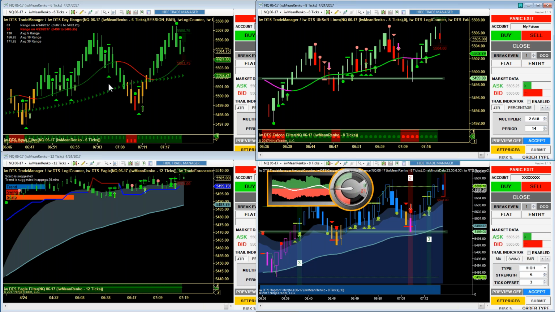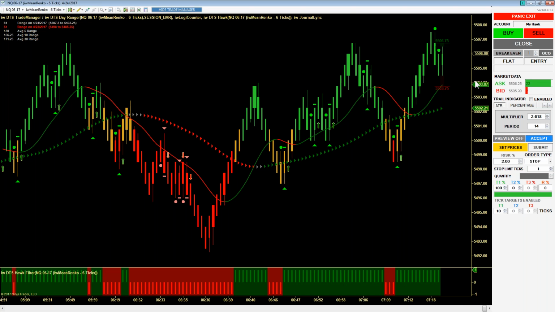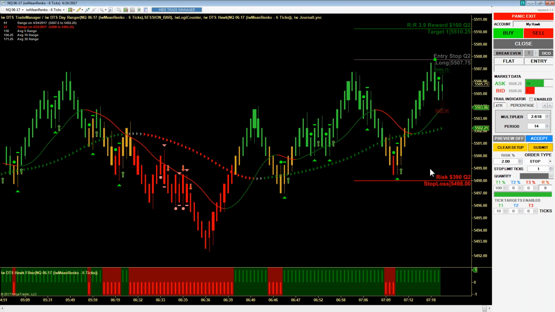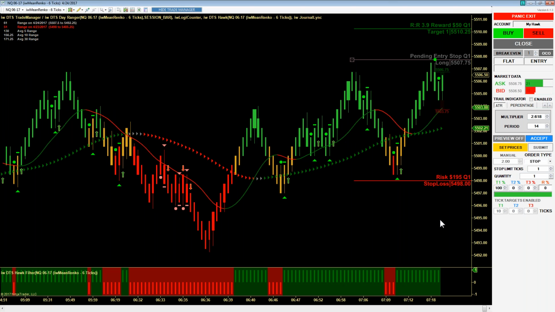Well, the buyer is just not letting go. Here we've got yet another first micro macro cross to the upside. Actually, what I'm going to do is I may try a single on that. The market still pretty uncommitted.